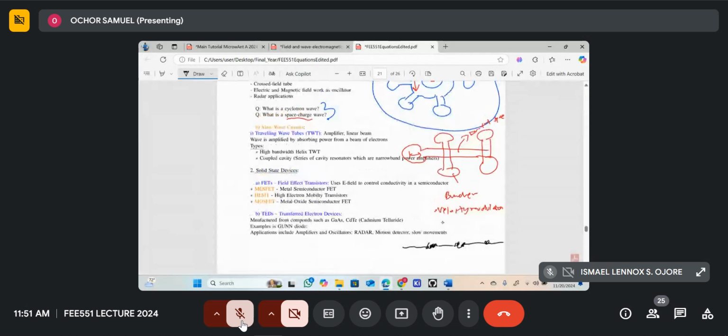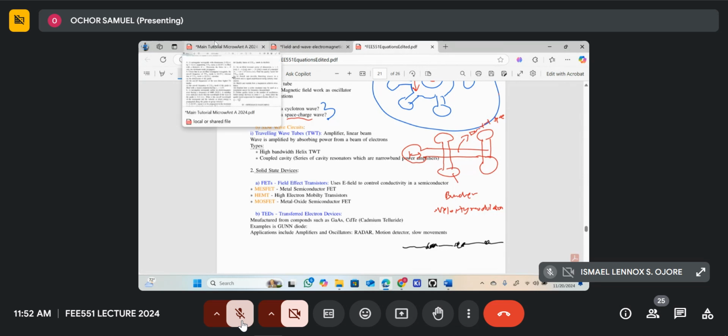And then at the catcher cavity, you'd have an output that is amplified depending on the input that was put at the buncher. So the space charge waves are longitudinal because they move along the direction of propagation. That's basically what I understood. I don't know if that's okay, Tone, my explanation on that.